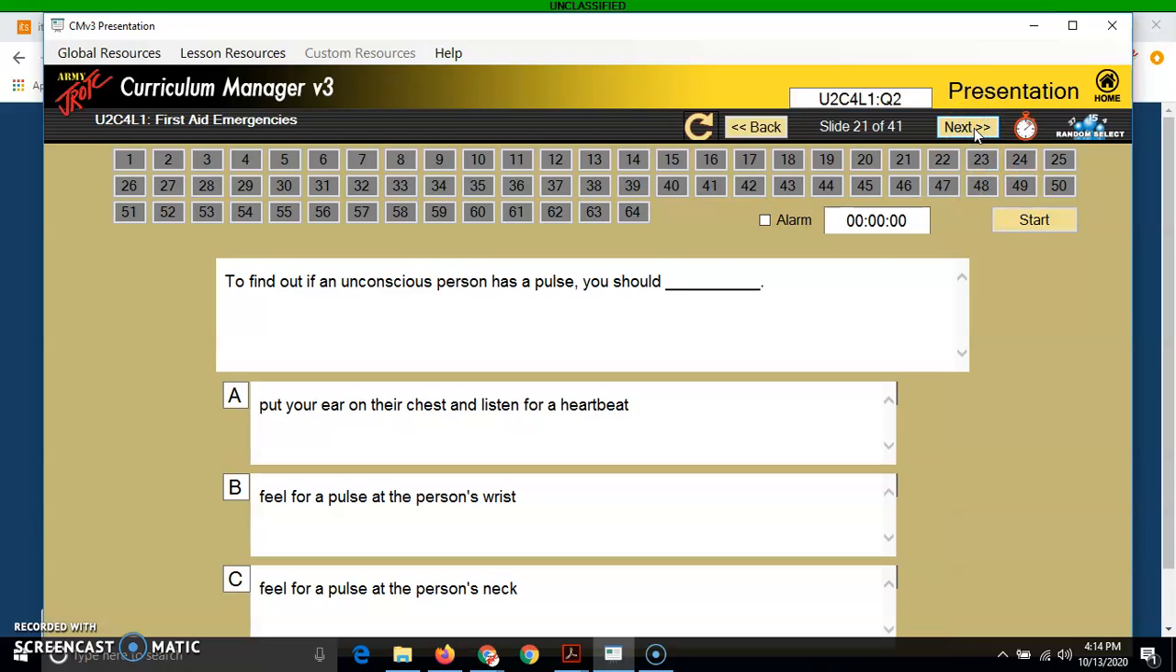To find out if an unconscious person has a pulse, you should put your ear on their chest and listen for a heartbeat, feel for a pulse at the person's wrist, or feel for a pulse at the person's neck. And the best way to get the pulse is at the neck. Feel for the pulse at the person's neck.